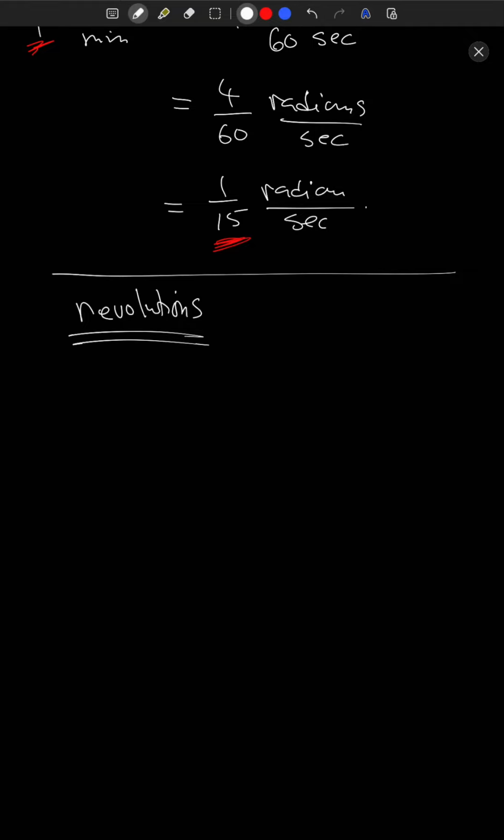So we want to talk about this one because in practice, it's used a lot, right? When you hear RPM, that's revolutions per minute, right? And you hear that term quite a bit in a lot of different situations. So the idea is, well, first of all, what is a revolution? Like if I say 10 revolutions per minute, what does that mean?